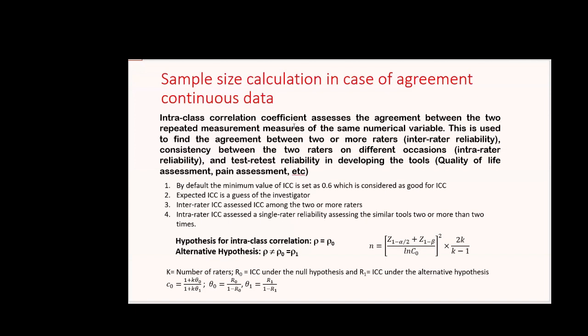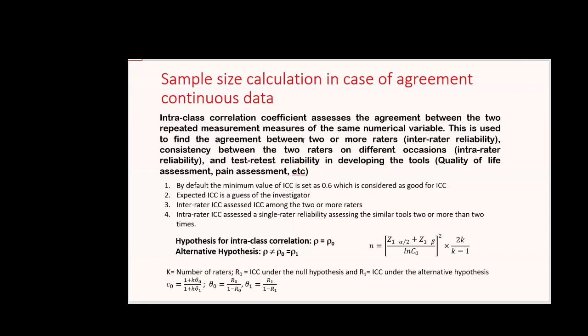So the intra-class correlation coefficient assesses the agreement between two repeated measures of the same numerical variable. It is used to find the agreement between raters. Suppose a beauty contest is there and there are so many raters rating the same contestant with a scoring system. There may be 5 raters or 4 raters. In that case, we find the intra-class correlation to see whether the raters agree or not.